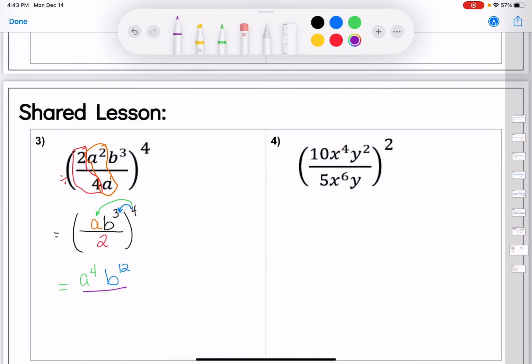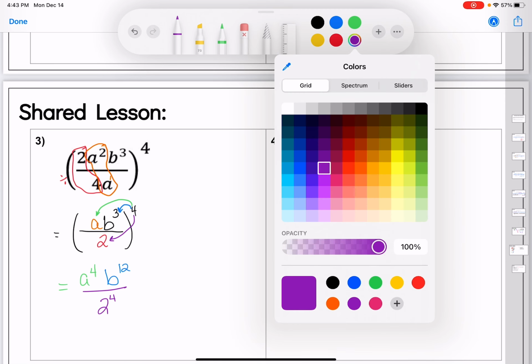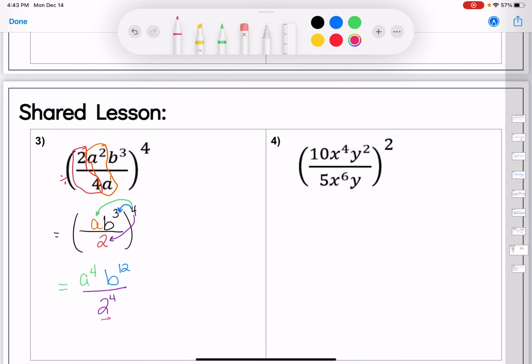On the bottom, I distribute to the base of 2, so I get 2 to the 4th on the bottom. All right, now my last step is just to simplify that numerical base. So I get a to the 4th, b to the 12th, over 2, 4, 8, 16 on the bottom. Now technically you could distribute that 4 right away and then simplify after that, but oof, it's going to get complicated. So always simplify your fraction before you distribute that exponent. It'll save you a bunch of mistakes, I promise.